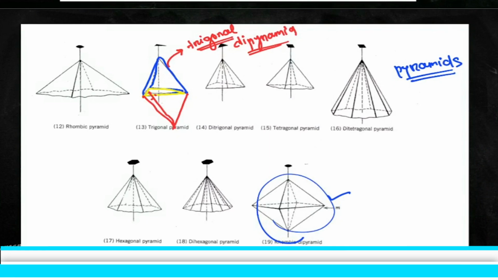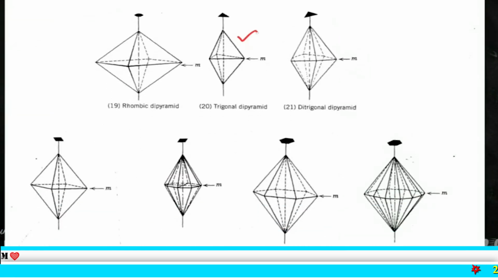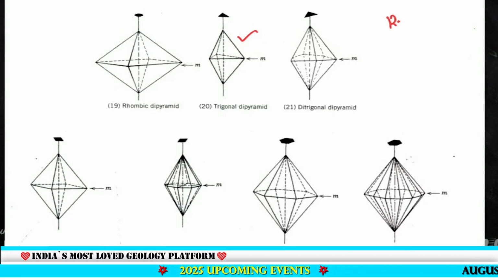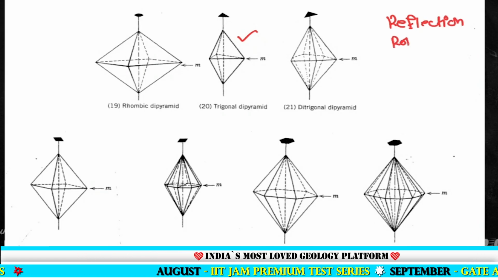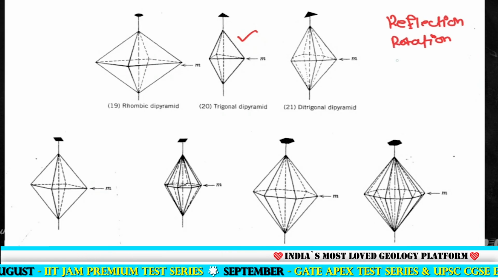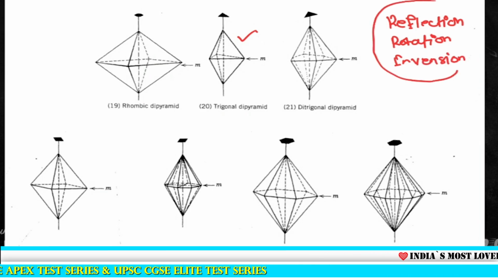ठीक है, tri means three. Okay, so in this way you can see the trigonal dipyramid is here. So these are basically the game of the symmetry elements जो हमने तीन पढ़े थे ना, reflection, rotation and inversion. These are due to the different combination of the operations.